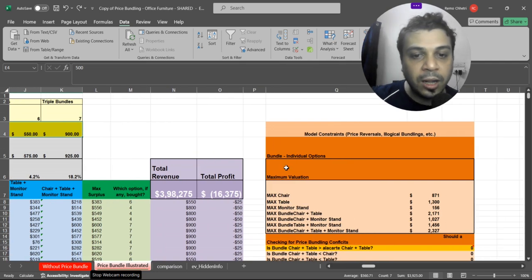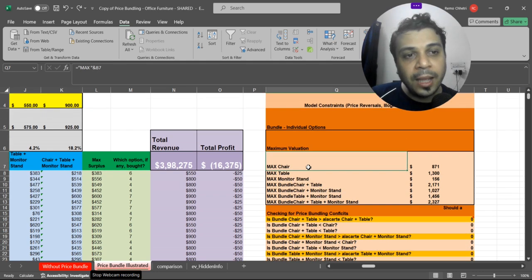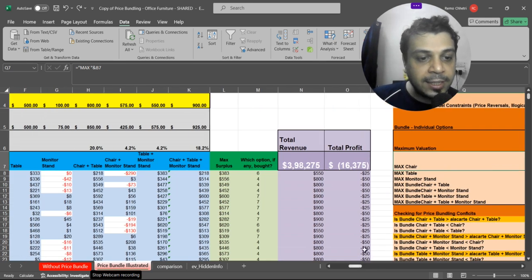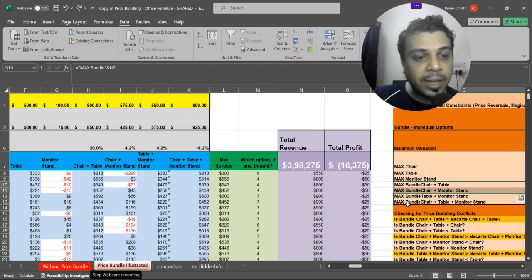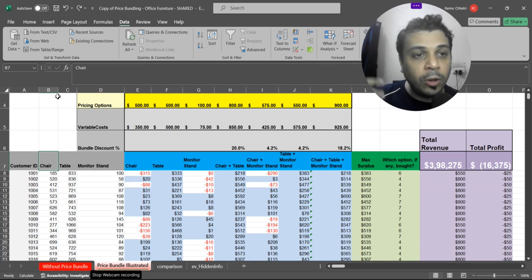So let's understand the constraints here. There's going to be a maximum value for the pricing that we can set. The pricing is not going to be unrestricted. There's going to be a certain ceiling, a certain threshold. And how is that threshold going to be determined? Quite obviously, you might have already guessed. Each of these maximum values for the individual products, and then the double bundles, and then the triple bundle, is ultimately going to be determined by the maximum values from across the entire data set of whatever the customers have said.